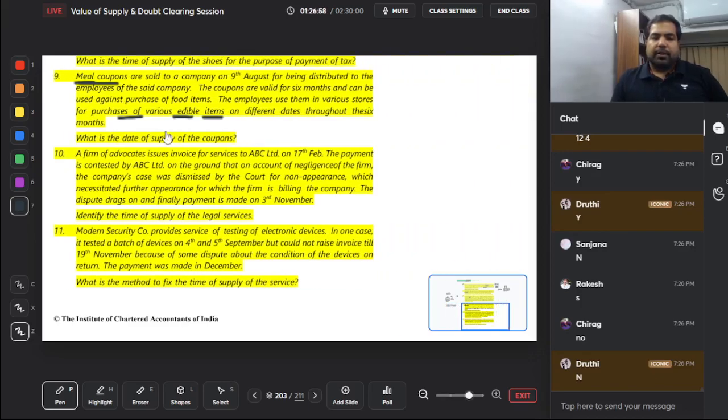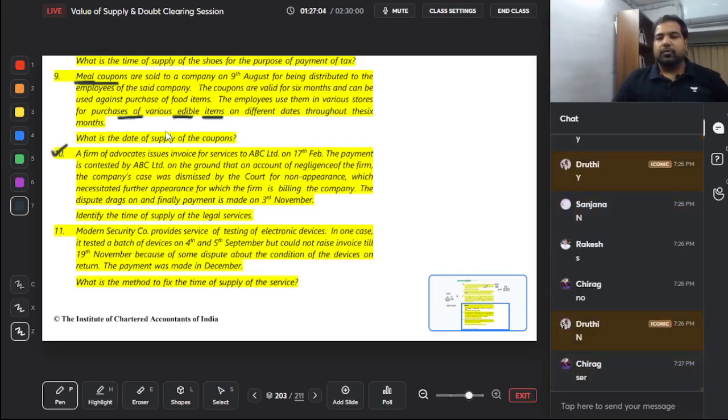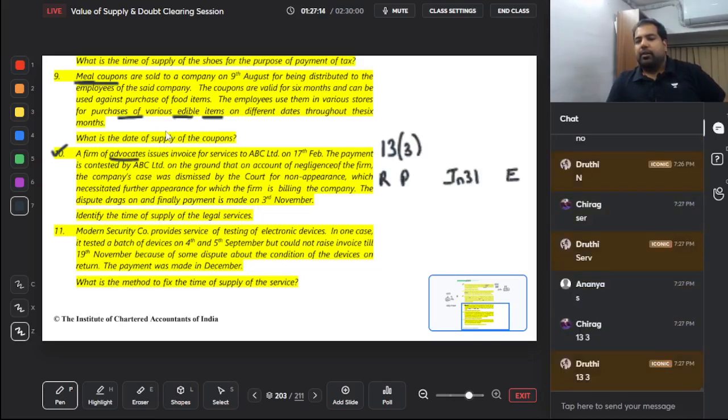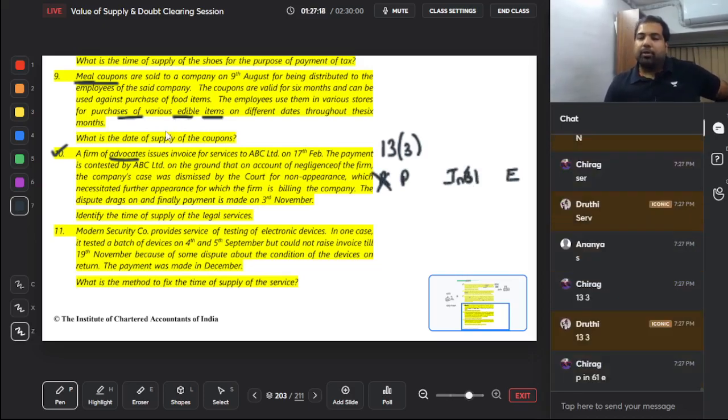Next, 10th question. Please tell me, is it goods or services? So which section, guys? 13. And is it legal services? So is it RCM? Yes. Recipient pays in 31 entirely. Remove R, make this 61. Guys, such a complicated question if you actually read, but so simple, guys. Now please tell me the payment date.